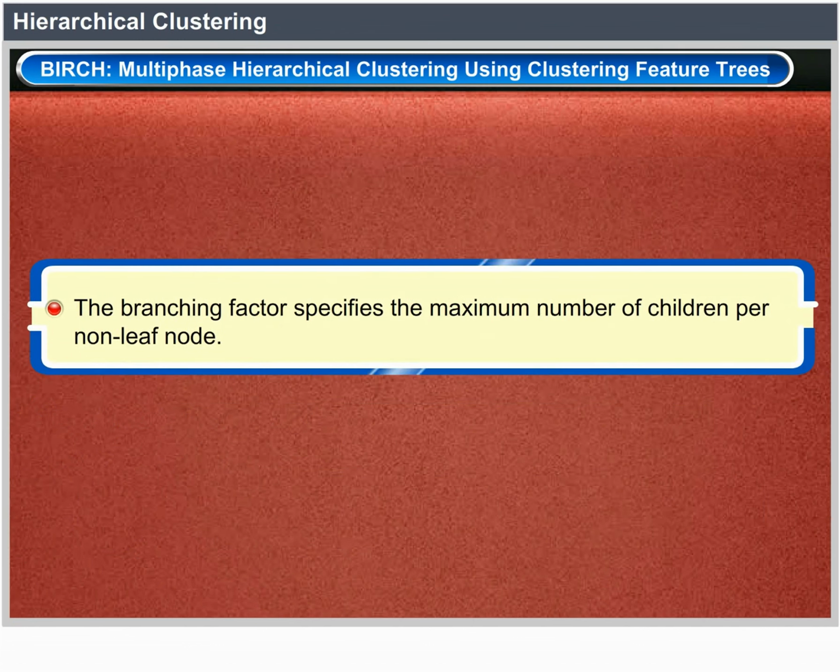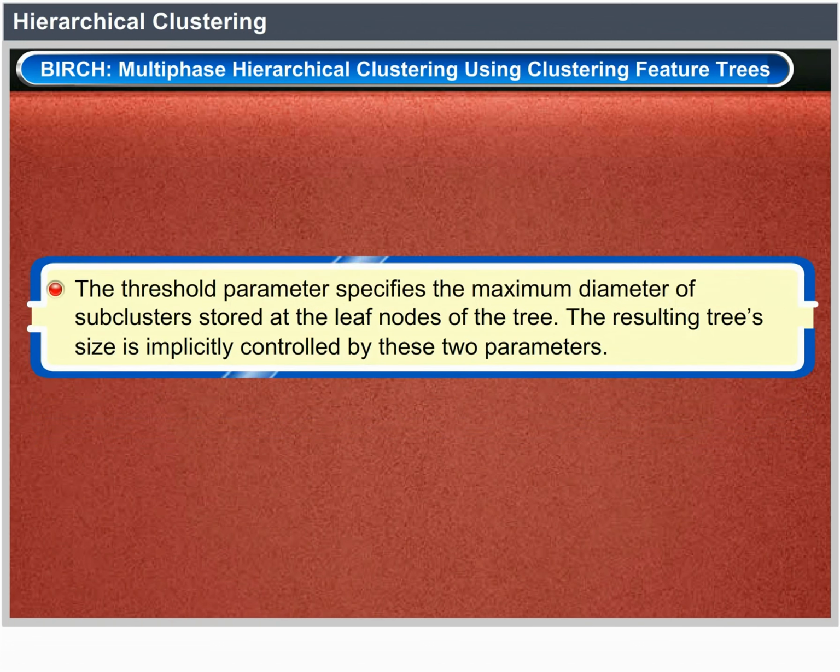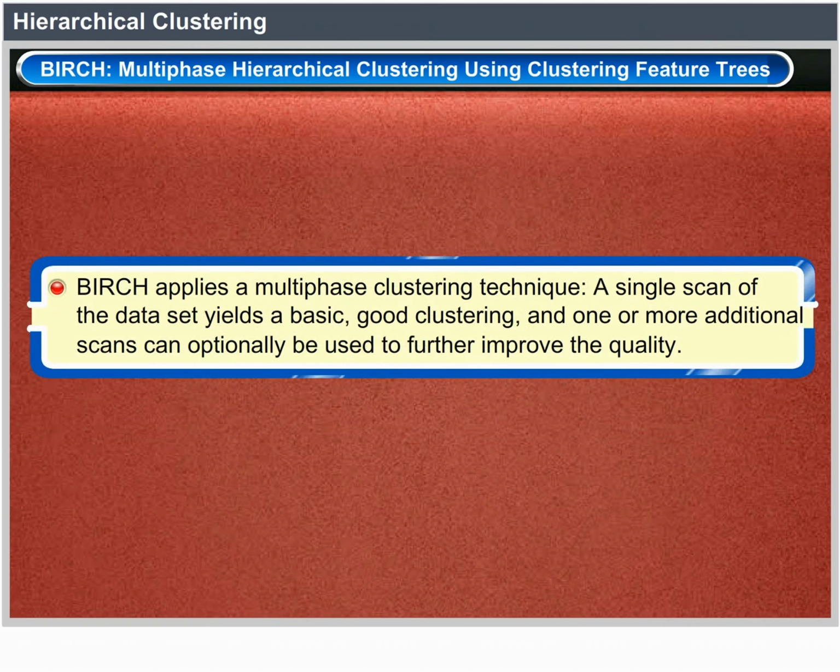The threshold parameter specifies the maximum diameter of subclusters stored at the leaf nodes of the tree. These two parameters implicitly control the resulting tree size. Birch applies a multi-phase clustering technique. A single scan of the data set yields a basic, good clustering, and one or more additional scans can optionally be used to further improve the quality.